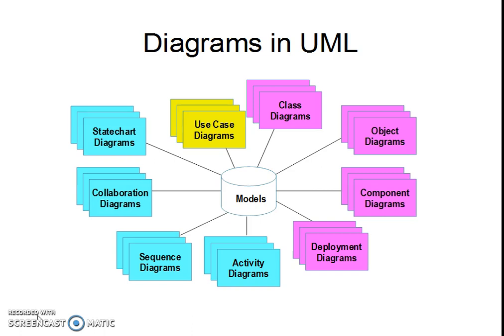Next, the state chart diagram. Basically, the state chart diagram represents the state machine that consists of states, transitions, events and activities. You can use the state chart diagram to illustrate the dynamic aspects of the system. They represent the event ordering behavior of an object.